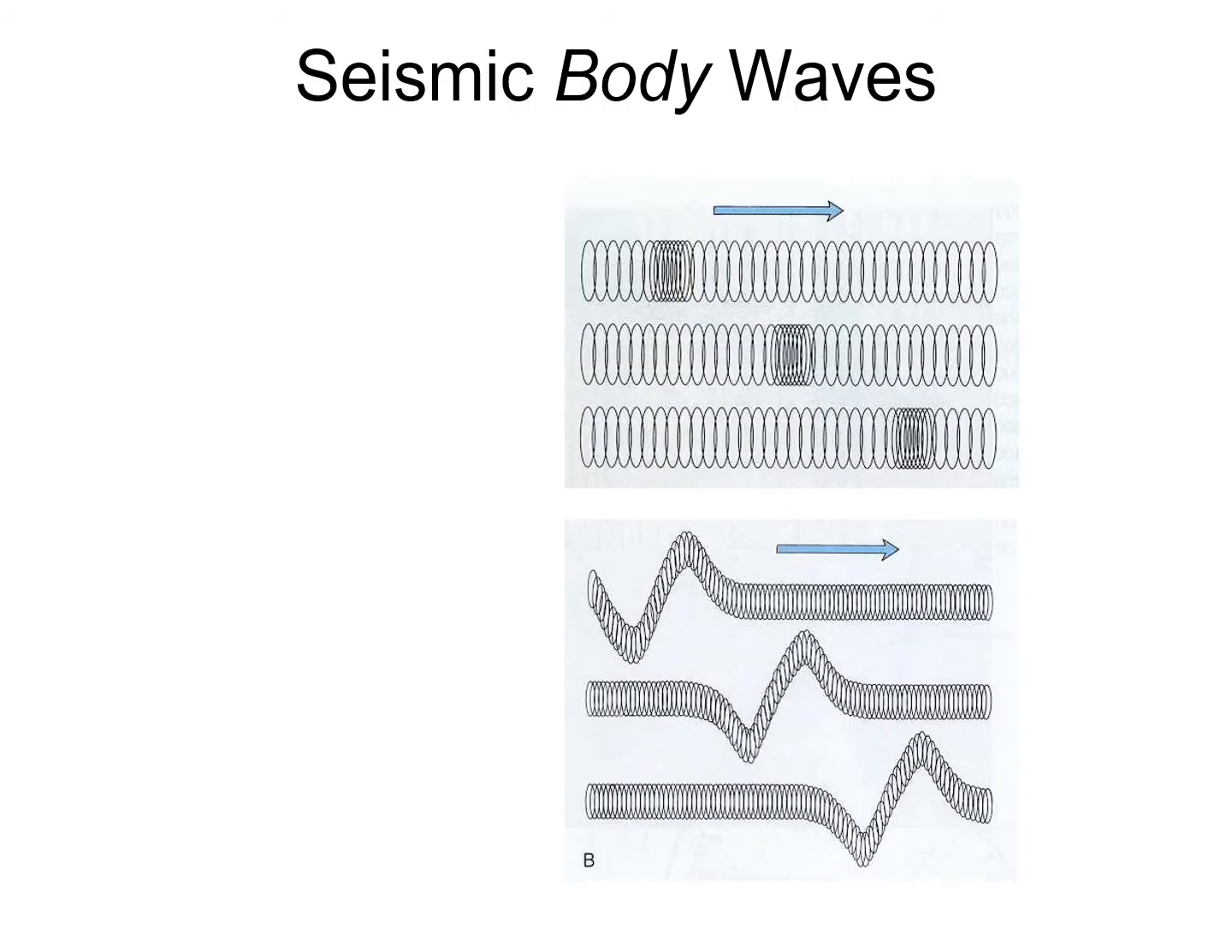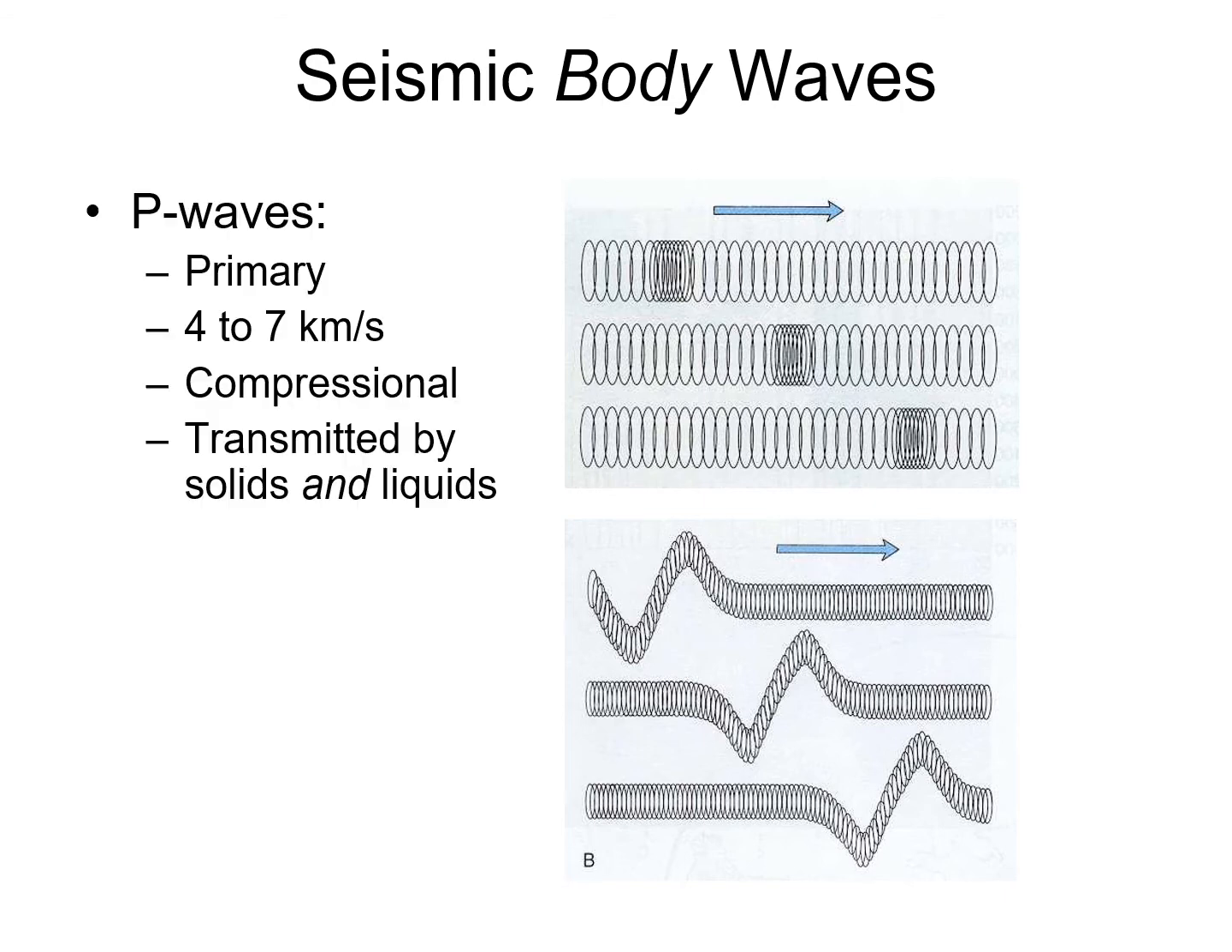Okay, so looking at seismic waves. There are multiple types of seismic waves. Now the first two we're looking at here are called body waves, because they travel through the body or the interior of the earth. Now the first one, the P wave or primary wave, this is a simple compression wave. Now this type of movement can be transmitted by solids and by liquids.